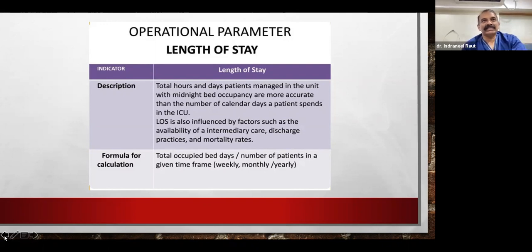At the same time, if our length of stay is short and our readmission rate is high, that means you're not taking your decisions properly about shifting the patient out. So how do you calculate that? Total occupied bed days upon number of patients in a given frame of time, it may be over a week or a month or a year. The benchmarks are different for different patients. A surgical patient will have a different LOS, a CABG patient will have a different LOS, and a medical patient will have a higher LOS.